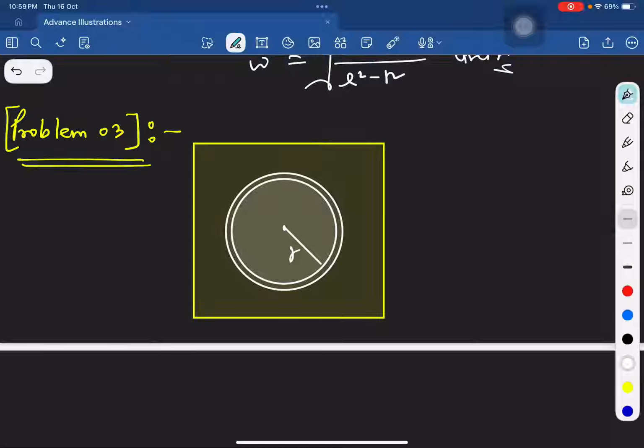Guys, it has been said that this ring has been rotated about its axis with the angular velocity omega. So it has been asked to find out the tension in the ring. This is the question that has been asked. According to my idea, the better way to put this question is the increase in the tension.